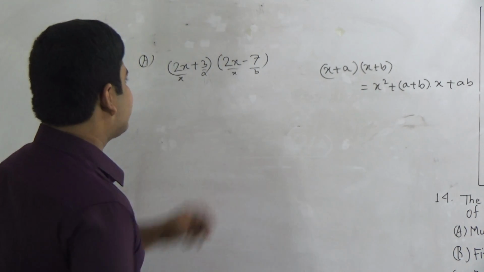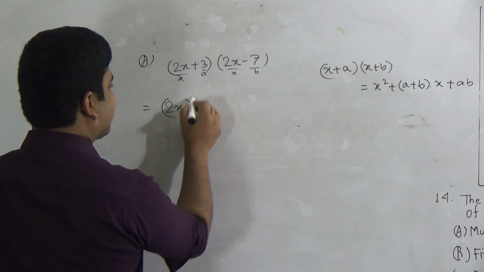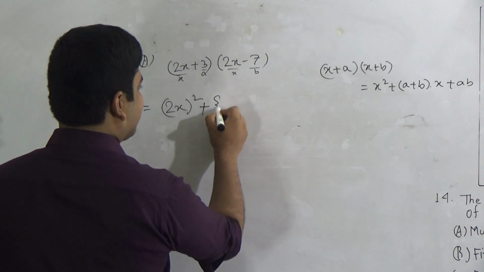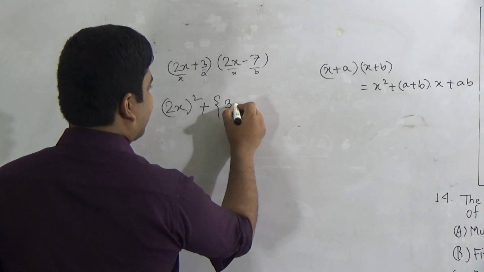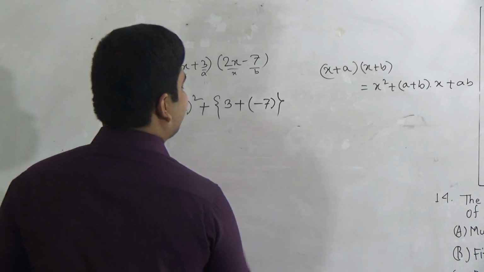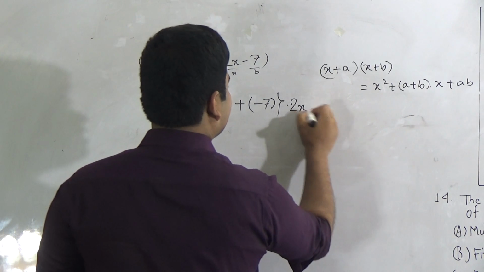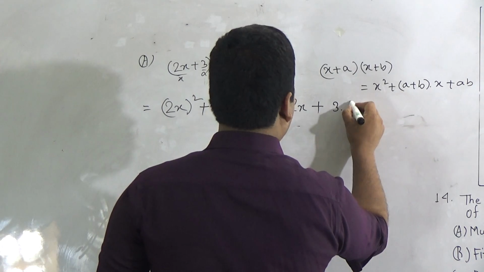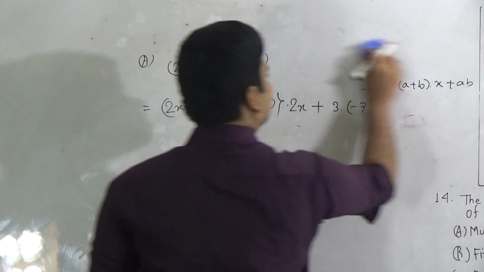Now we use this formula. That means x square, here x means 2x square, plus, after that we do the second bracket, a plus b, here a means 3, plus, and b means minus 7, second bracket close, and into x, but here x means 2x, plus, then ab, a means 3 and b means minus 7. I hope you have understood how to write this.